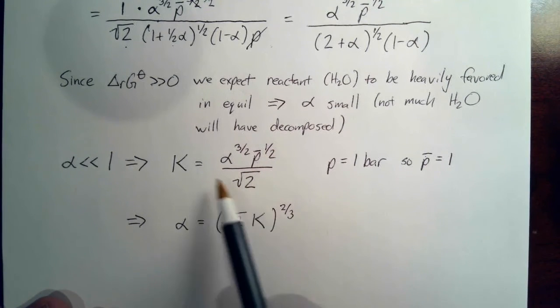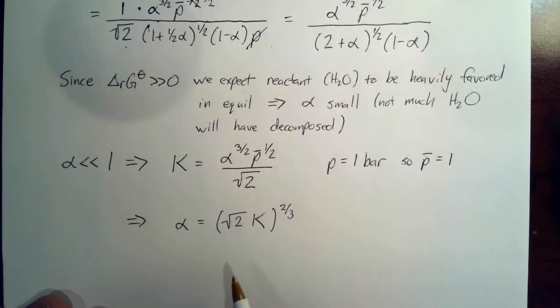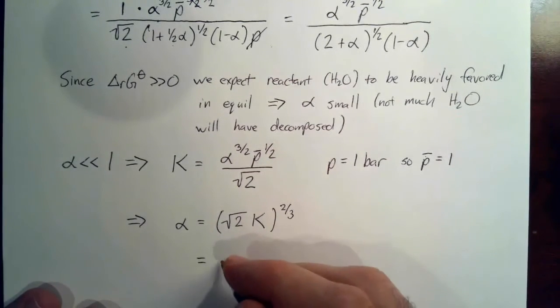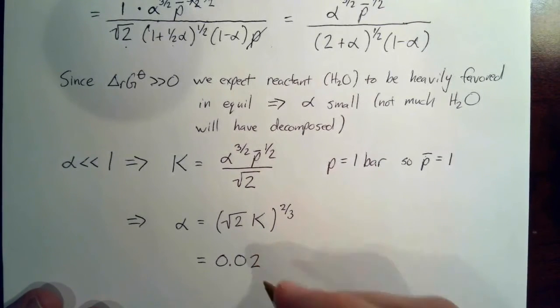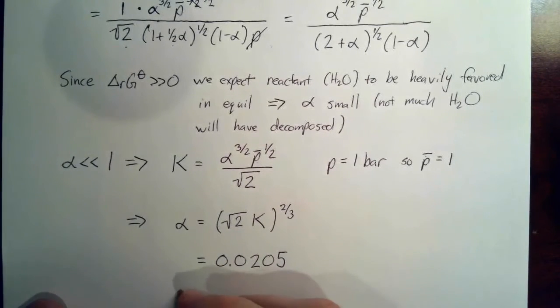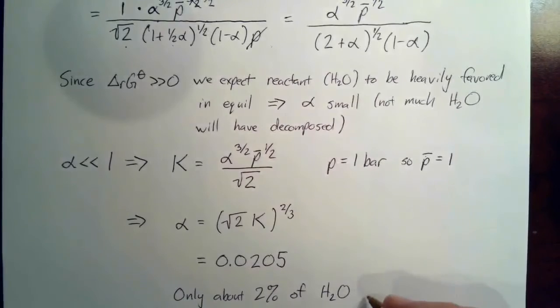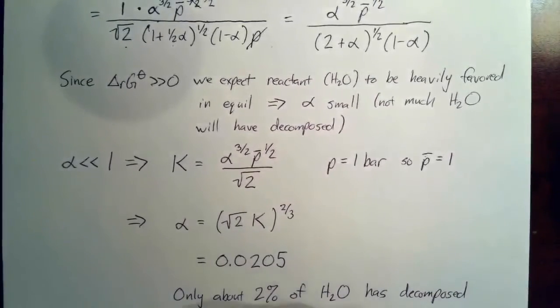And solving for alpha, then I just multiply the root 2 over and take the 2/3 power, and I get this formula for alpha. And again, we know K. We calculated it exactly at the beginning of this problem. So plugging in the value for K, we get 0.0205, which means only about 2% of the H2O has decomposed at equilibrium.